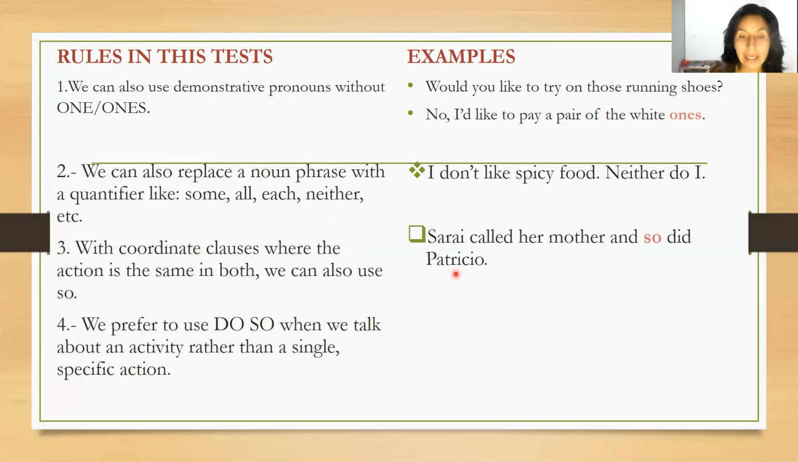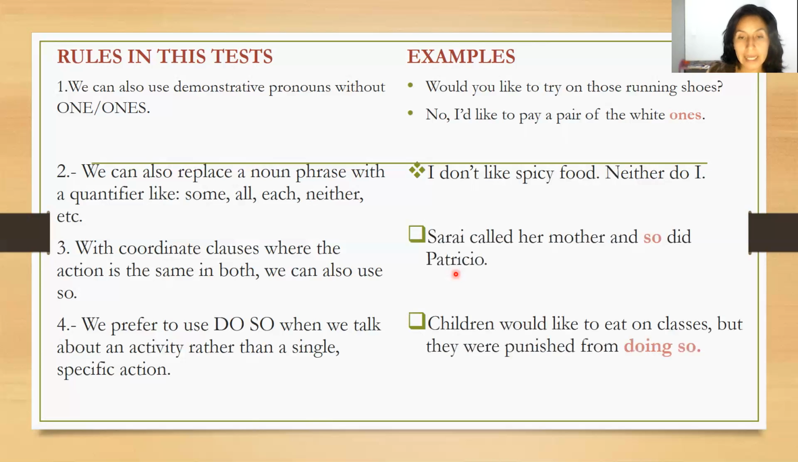Next, Sarah called her mother, and so did Patricia. In that case, so substitutes the action of the second clause. The last one, children would like to eat in classes, but they were punished for doing so. The author prefers to use so when he talks about an activity rather than a single action.